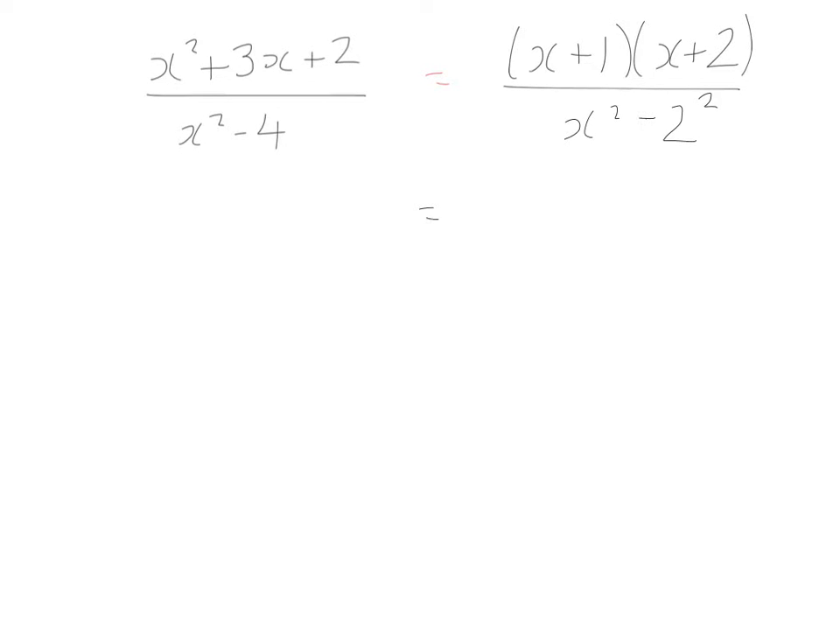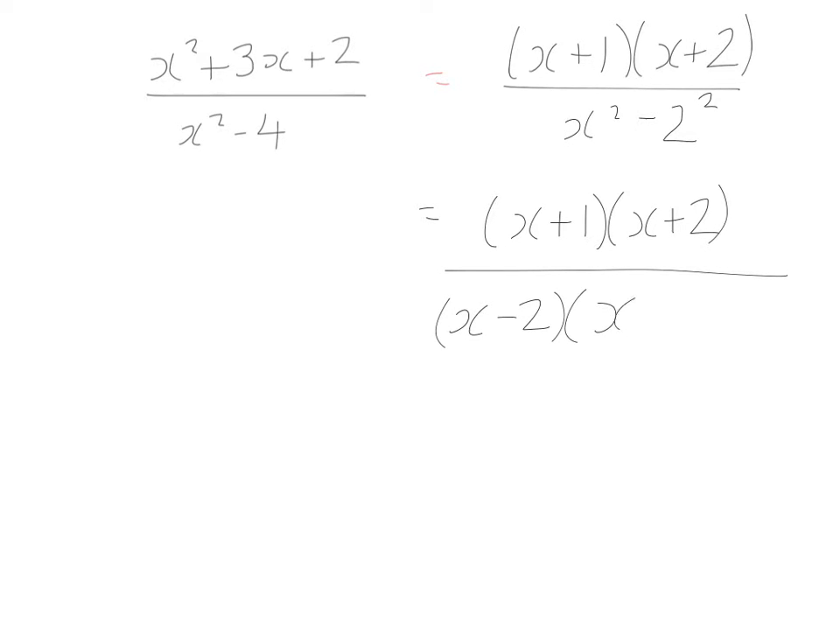And now that I've got something in the form something squared take away something squared, I can then rewrite it as x minus 2, x plus 2. Now I've factorised my expressions, I can see if anything can simplify. So in common they've both got x plus 2 and they're multiplying, so I can get rid of them and then I will be left with, on the top, x plus 1 divided by x minus 2.